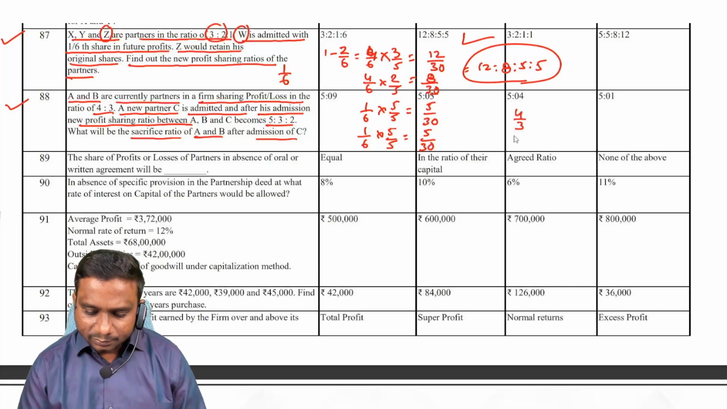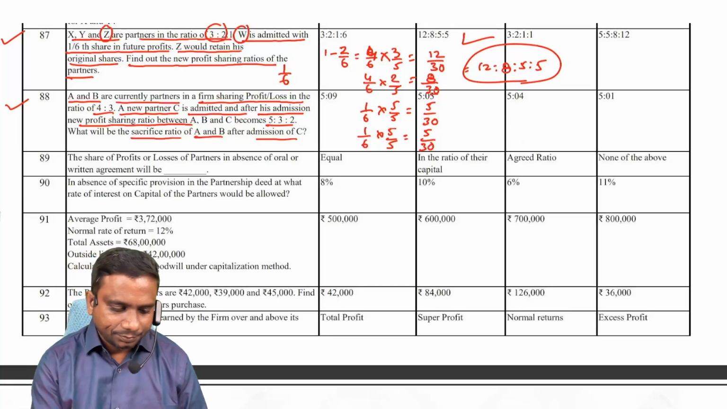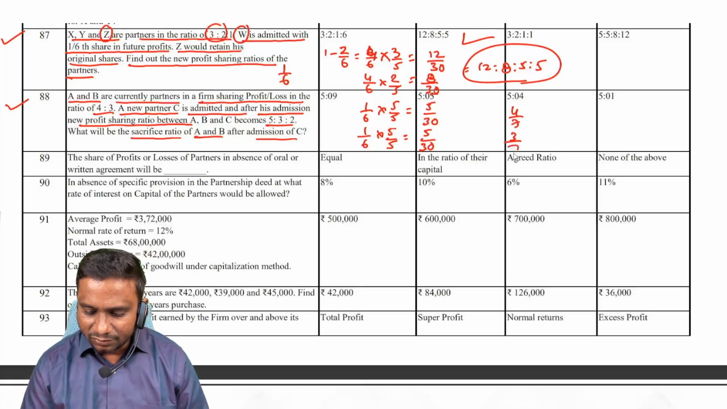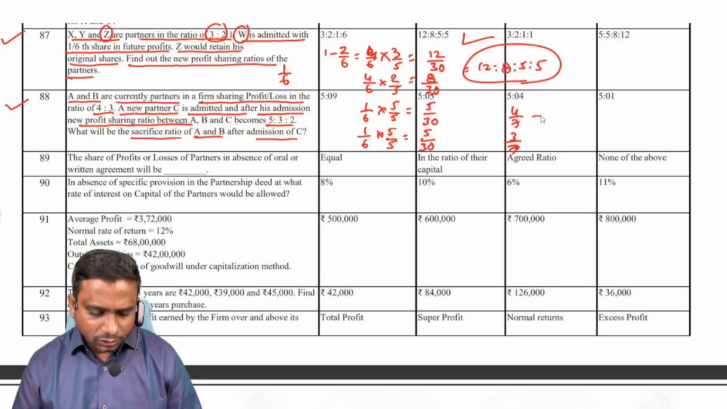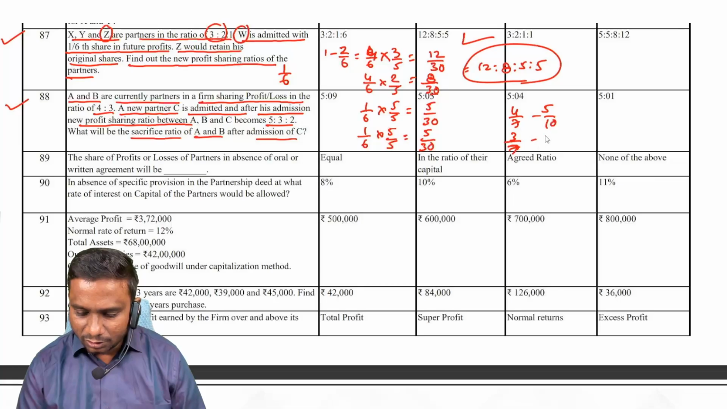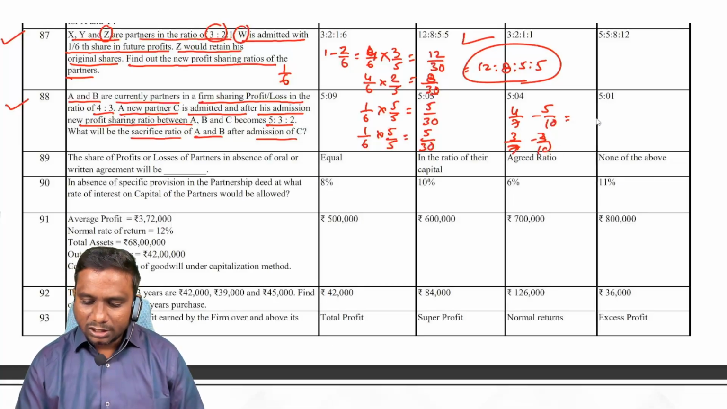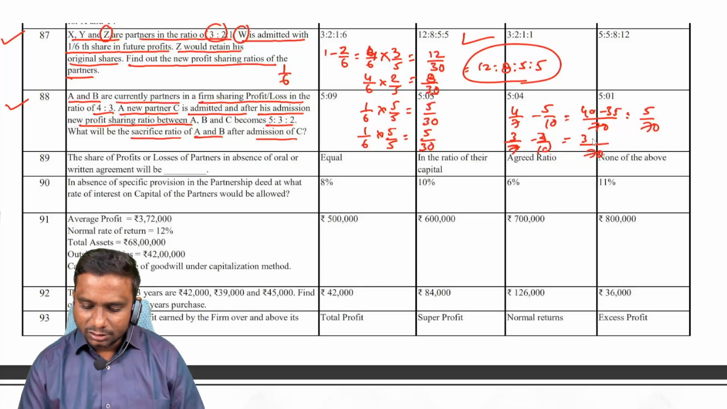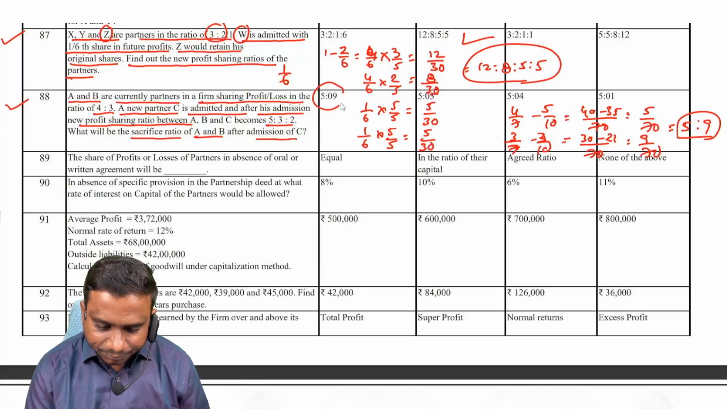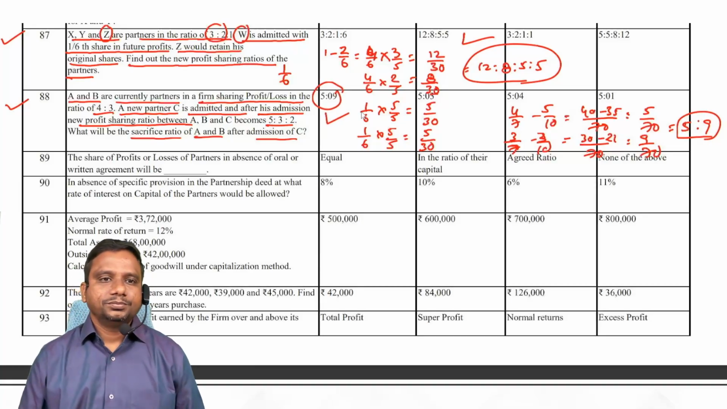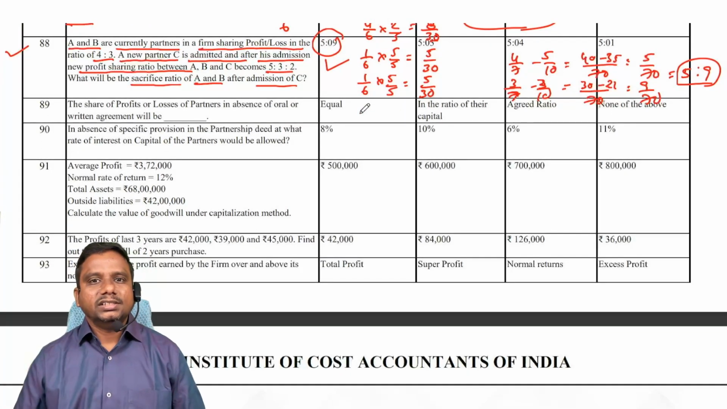4 by 7 and 3 by 7, minus. What is the new ratio of A? 5 by 10. Here also, 3 by 10. Now tell me, how much? 70, no? So 10 4s are 40 minus 35, we get 5 by 70. Here also 70. 7 10s are 70, 10 3s are 30, minus 7 3s are 21. 9 by 70. So finally, what is the sacrificing ratio? 5 is to 9. Okay, option 1 is correct. Is it clear, students?